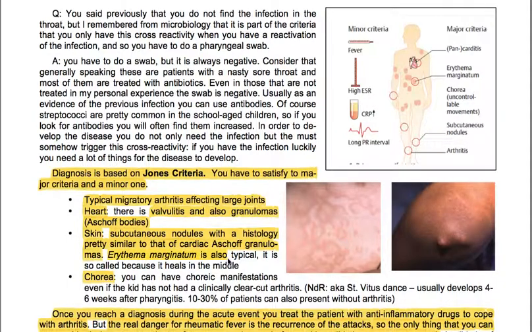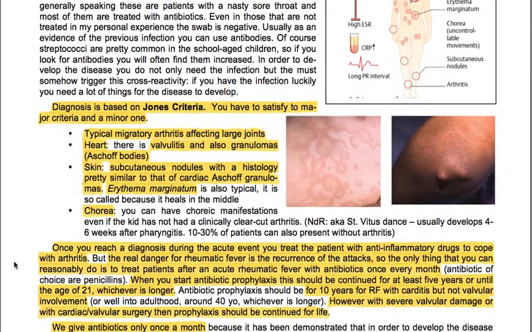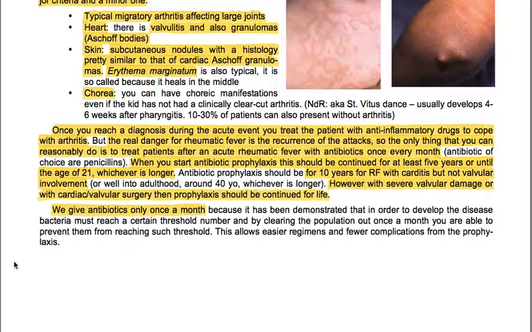Chorea, you can have also choreic manifestations, even if the kid has not had a clinically clear-cut arthritis. So, this Sydenham chorea, that is the chorea, usually develops up to 6 weeks after pharyngitis. 10-30% of patients can also present without arthritis.